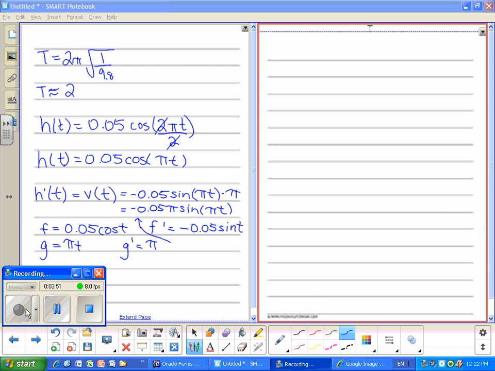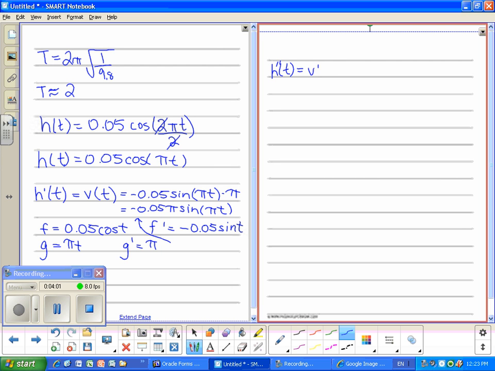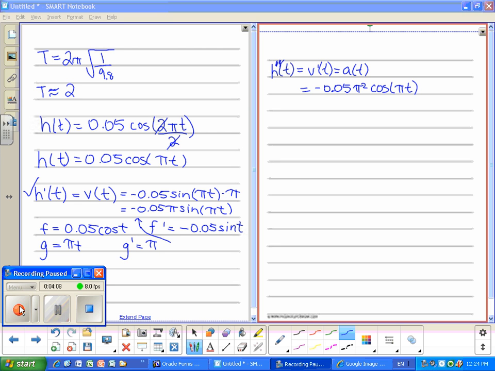So now go ahead and find the derivative. If we find the derivative of velocity, what will it be? Acceleration. So you're finding h double prime of t, which is v prime of t, which is acceleration. And so try that on your own. So that will be your second derivative or your acceleration. Go ahead and now set it equal to 0.